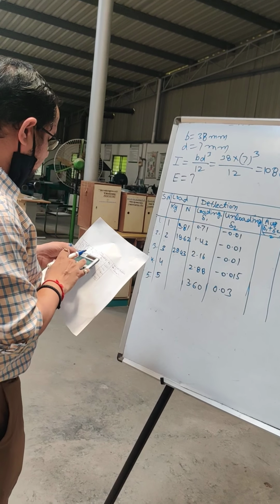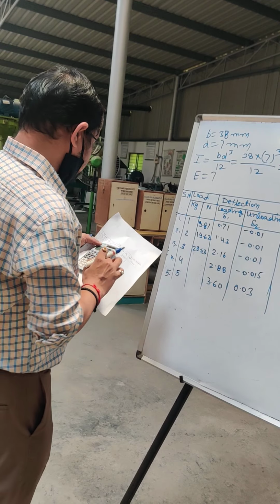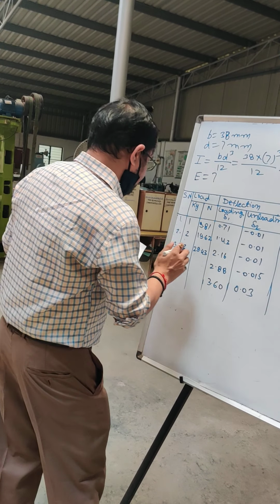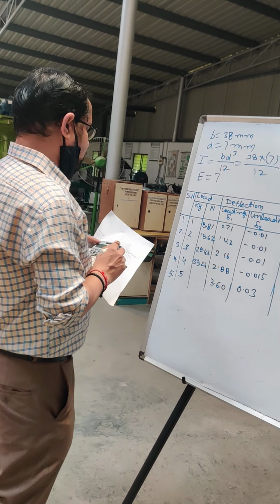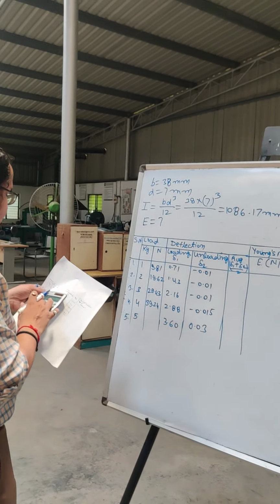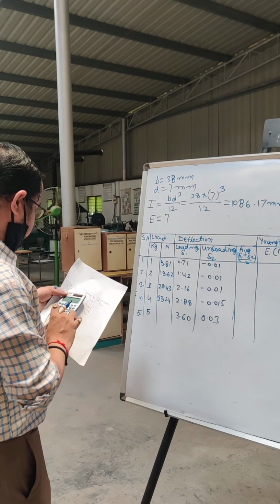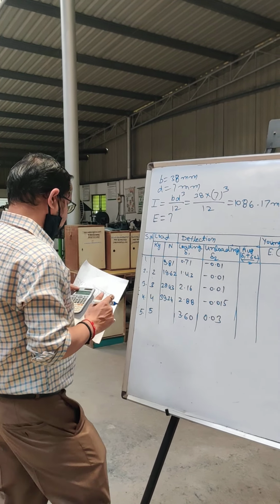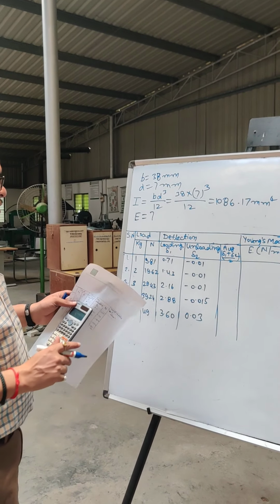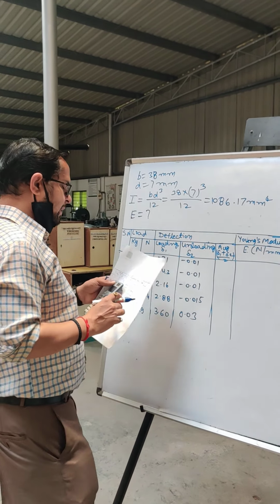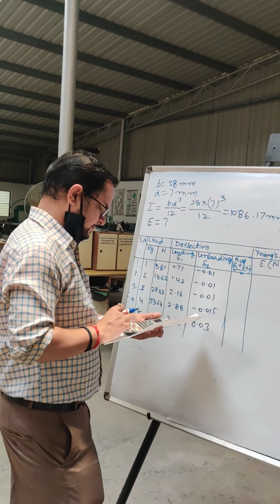Next, for 4 kg, that is 39.24. Next, we have to keep 5 kg, that is 49.05, that is 49 Newton. So all is converted into Newton, and next we have to take the average of deformation.